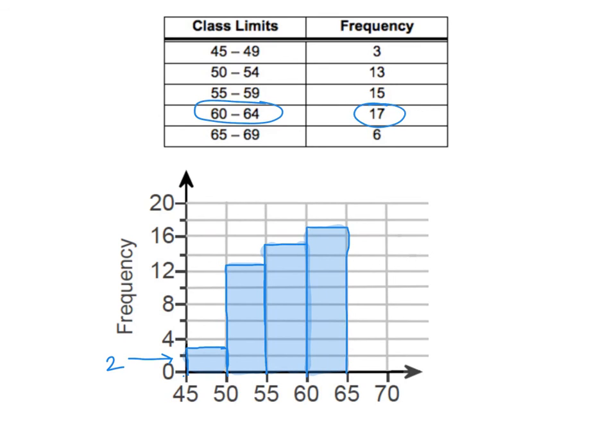And then my last class is 65 to 69. So I'll start at 65, and I'm going to go to 6 on my vertical axis. So that would be right here, and then I'm going to drop down and I'll shade that in. Alright, so this is my answer for the histogram. This histogram represents all 54 members in my data set.